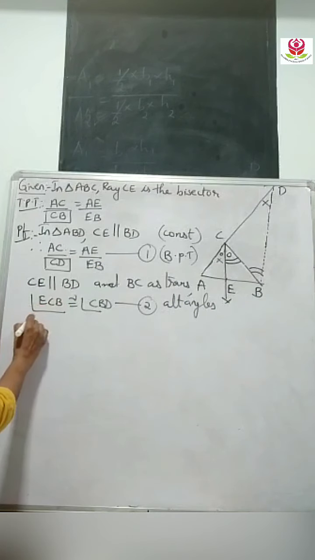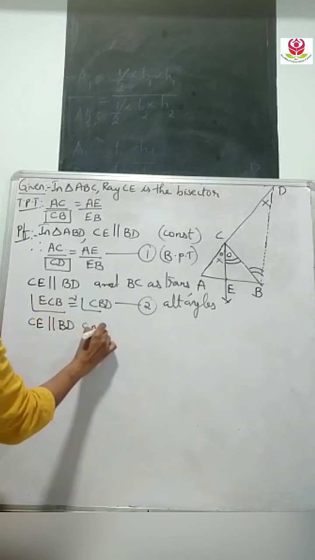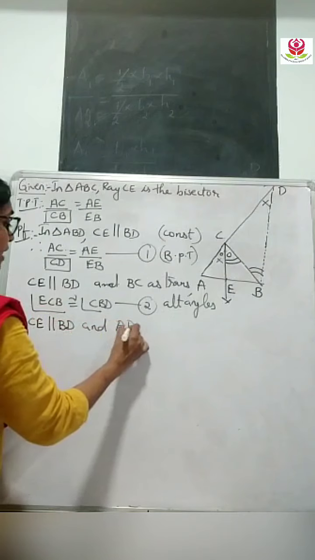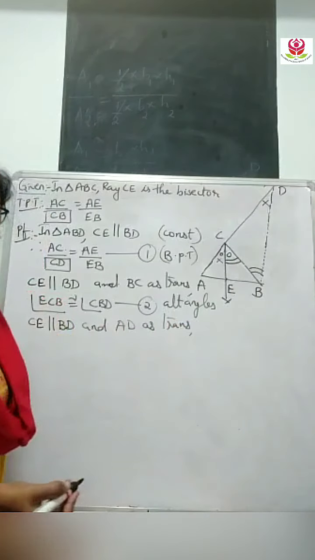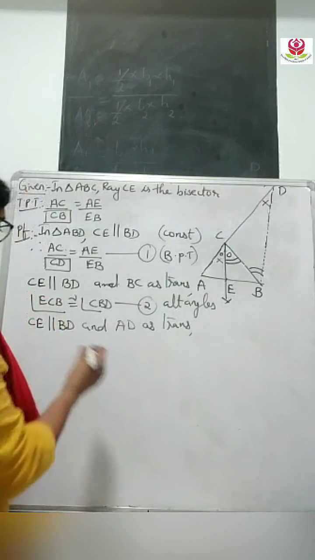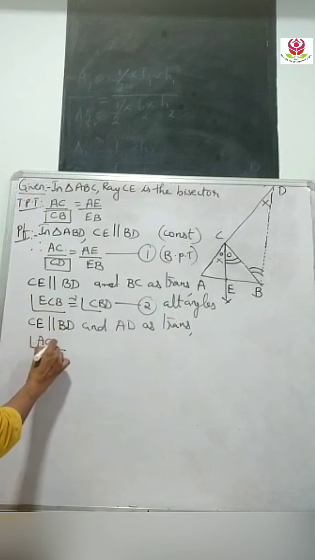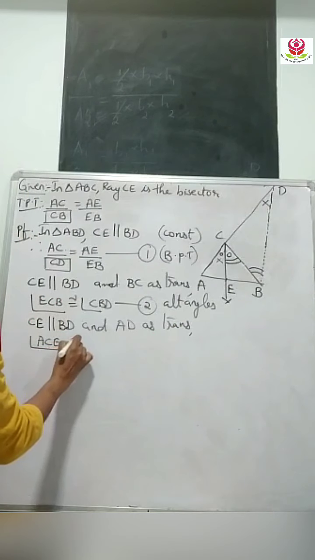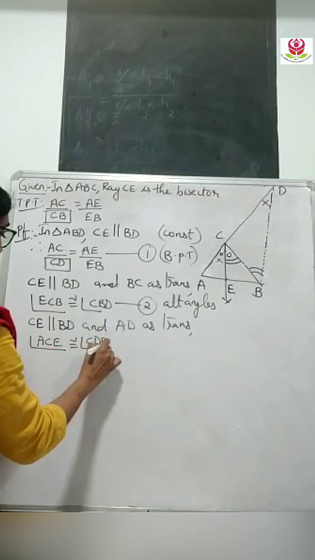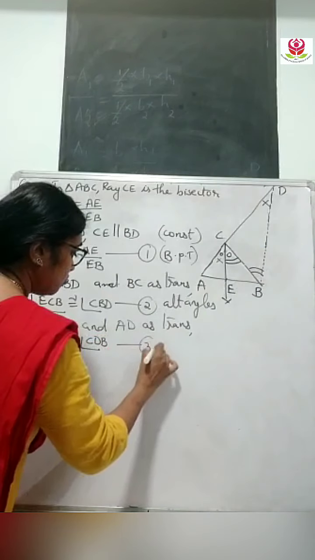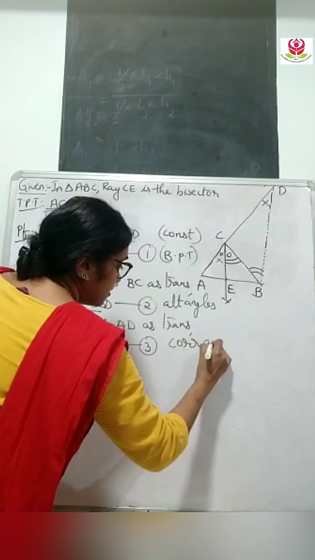That is, you are considering the same parallel line CE parallel to BD, but now you are assuming AD as the transversal. So when you take AD as the transversal, you get a pair of congruent angles, that is angle ACE is congruent to angle CDB. Mark it as equation 3, and the reason is they are corresponding angles.